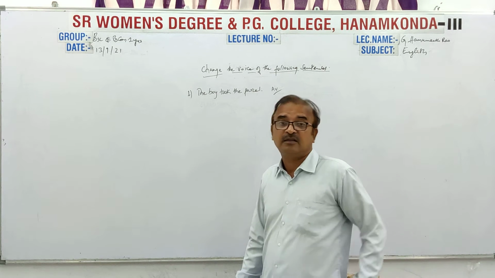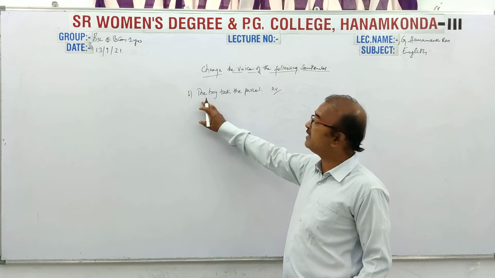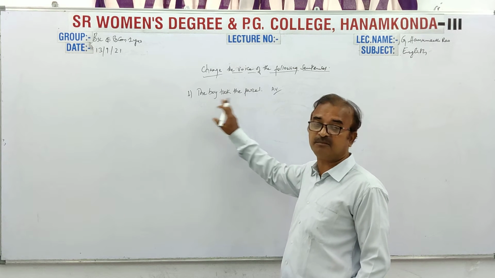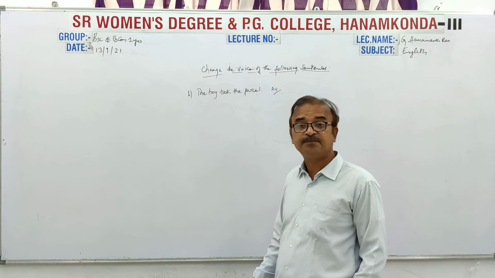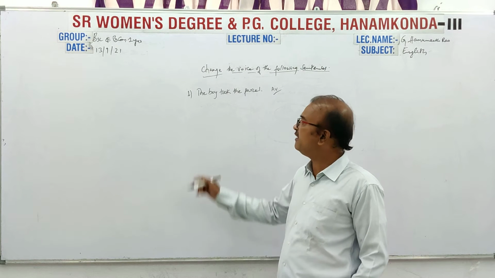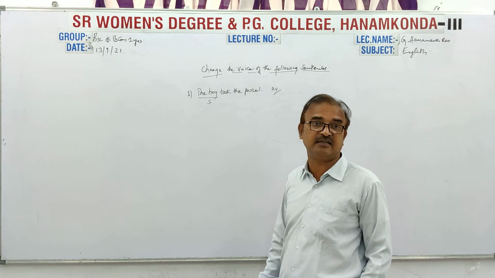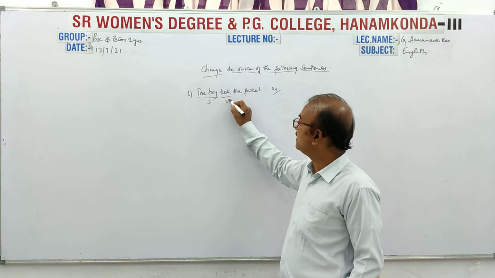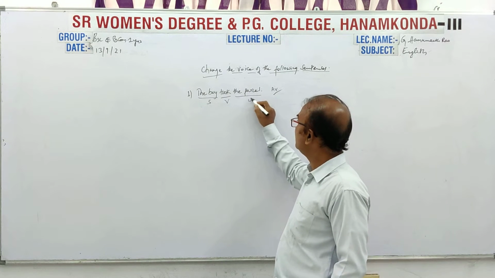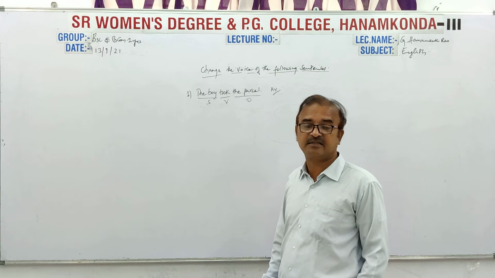Right? Now, whenever you are asked to change the voice of a sentence, the first and foremost thing you have to do is read and understand the sentence. The boy took the parcel. And after that, you should also be able to find out the subject, verb and object. The well-known thing. Here, the subject is the boy. Took is the verb. The parcel is the object.